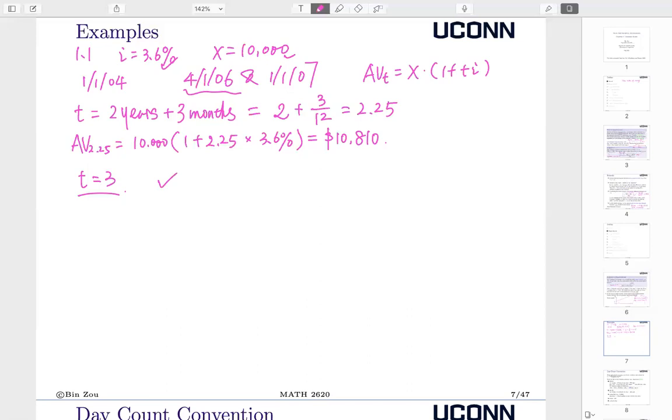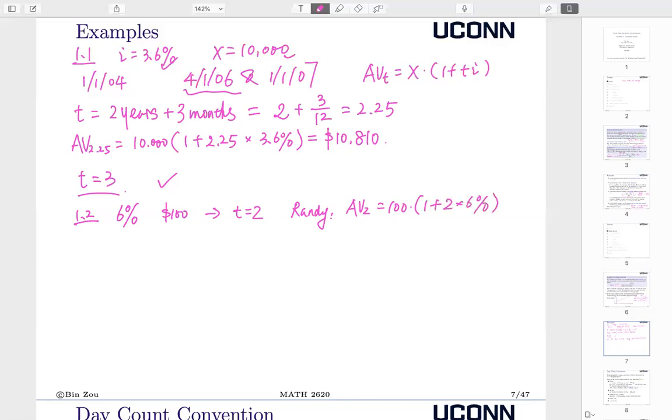The next one is example 1.2. Here, a bank account pays 6% simple interest. Randy deposits $100 and leaves his funds to earn interest for 2 years, which means t equals 2. We can quickly calculate for Randy. At the end of 2 years, Randy will earn this amount according to simple interest.